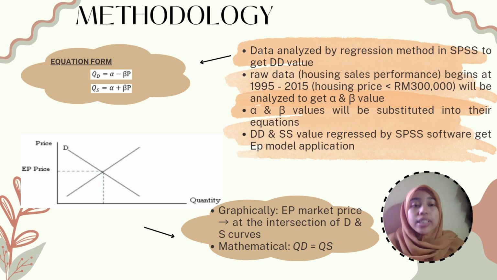You can see from this slide also, I show the graph. Graphically, how we can determine the EP market price is by the intersection between the demand and also the supply curve. But if using the mathematical equation form, we can just derive it as QD equals QS.